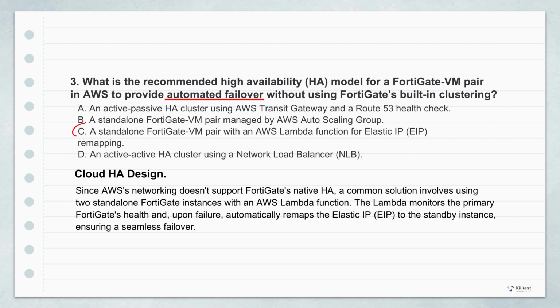Exactly. So the Lambda function acts as the orchestrator. It constantly monitors the health of your primary FortiGate, maybe using API calls, maybe checking routes. If it detects a failure on the primary, boom. The Lambda function automatically, programmatically, moves that public-facing Elastic IP address from the failed instance over to the standby instance. And the traffic just follows the EIP. Precisely. Seamless redirection, or, well, near seamless. Minimal downtime. It's a clever cloud-native workaround for that HA challenge.